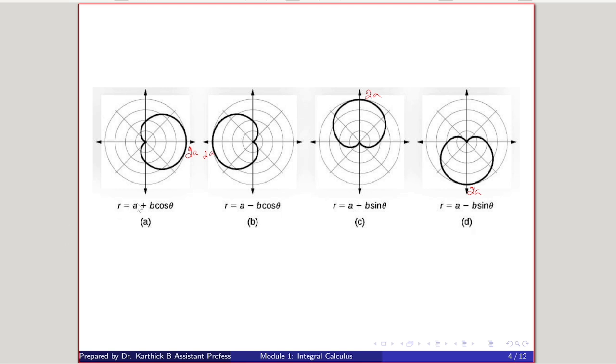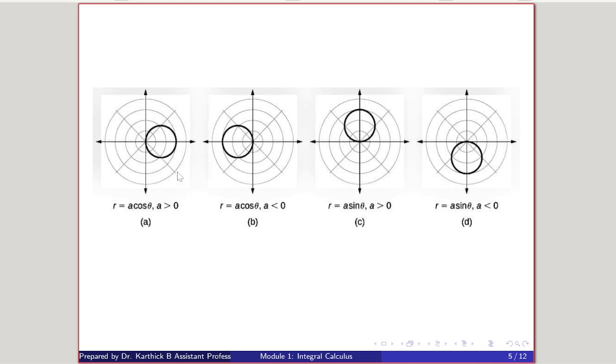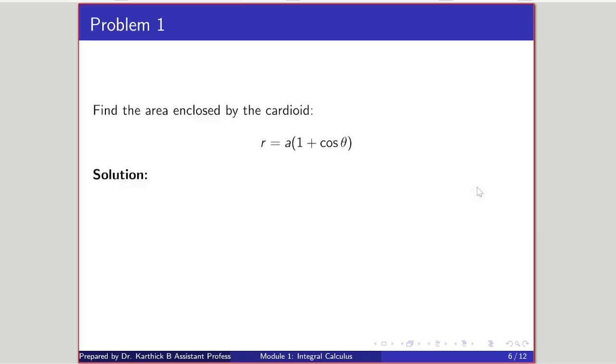If I make this first term 0, a equal to 0, then I get a graph that is a circle. If a is greater than 0, a will always be positive. So if it is a positive a cos theta, it will be on the rightward. Minus, a less than 0 means minus a cos theta, it will lie leftwards. The same with sin: greater than 0, it will be upward; less than 0, it will be downward. Okay, so then we go for a problem.